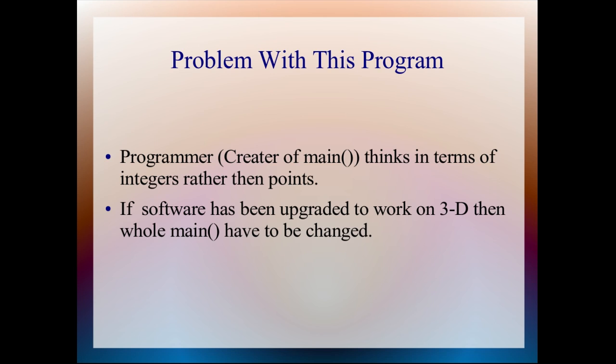So think in terms of the actual thing on which we are working. We are working on points, we are not working on integers. So we need some way to declare a variable of type point rather than type integer. Second thing, if the software is upgraded to work on 3D, then the whole of main has to be changed. This is another problem. So there are two burdens on main. We will try to remove these two burdens.